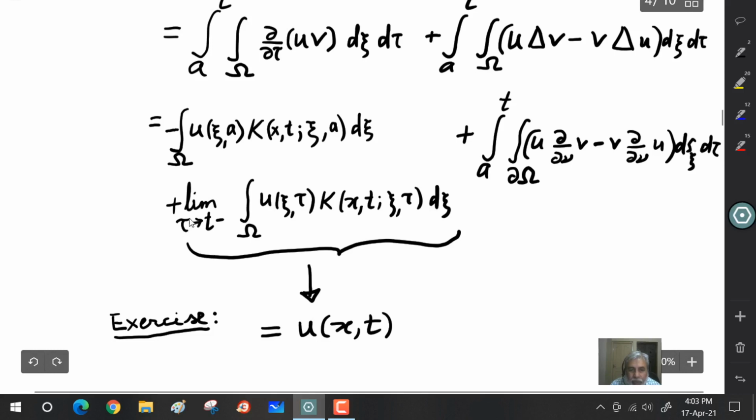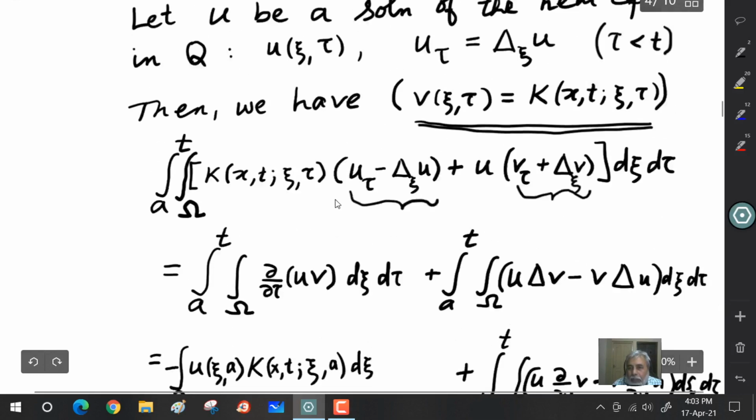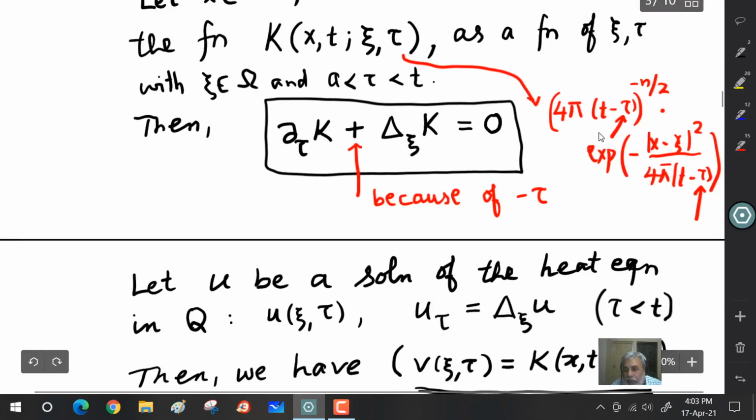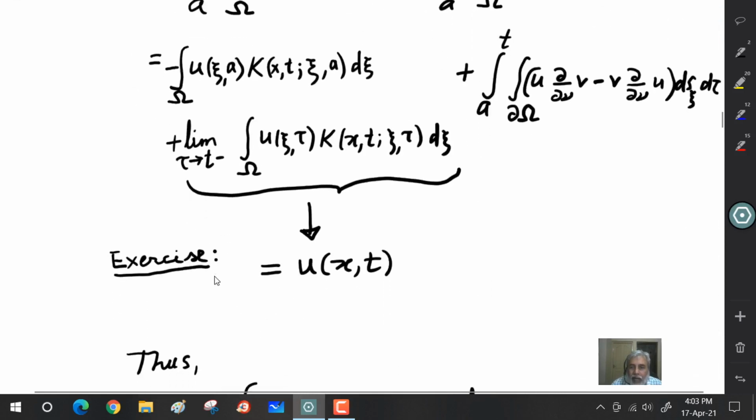Okay, so this evaluation at t should be interpreted as taking the limit as tau tends to t, because tau equal to t is a singularity for k. Just look here, there is a singularity. And that's a good exercise in analysis: show that this limit is precisely u x t. This is similar to the case of harmonic functions, if you recall.